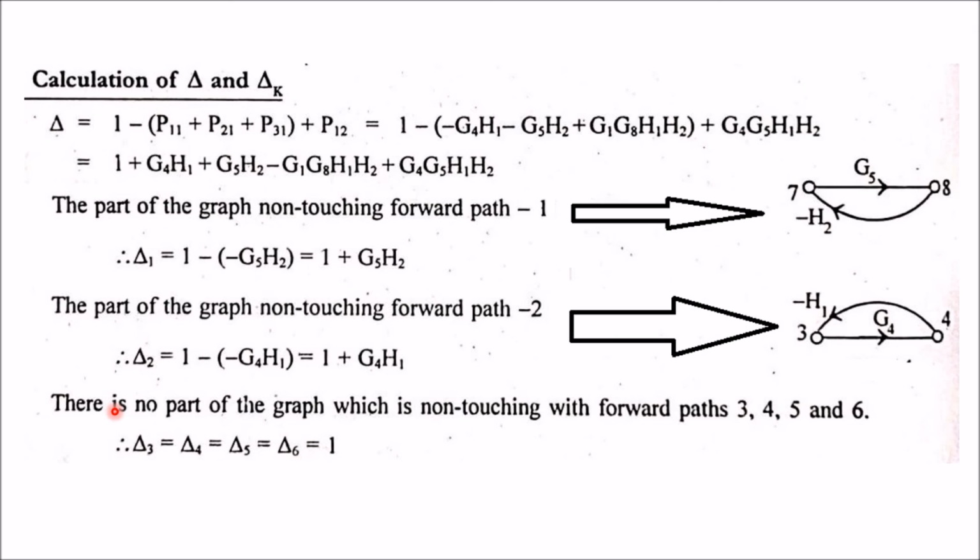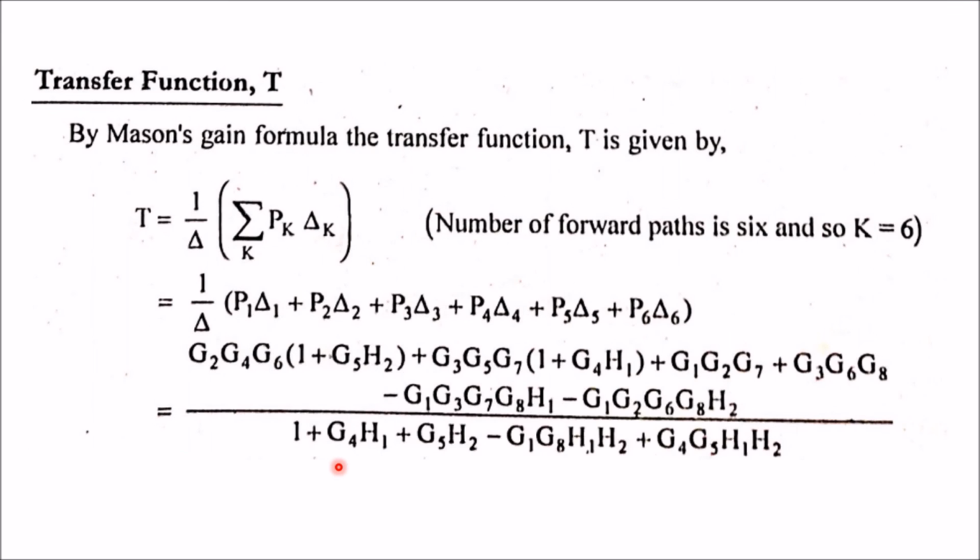But if you go for finding delta 3, delta 4, delta 5, delta 6, you will come up with the answer 1, because the remaining 4 forward paths, from path 3 to path 6, actually touch all the loops. That is why 1 minus 0, 1 minus 0, 1 minus 0, this becomes 1. Clear? So in this way I have found delta and delta k.